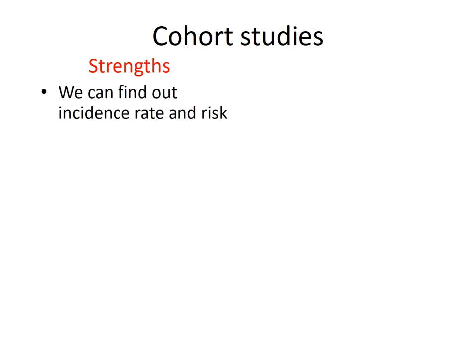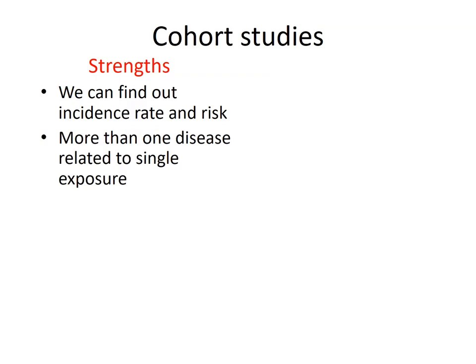As we said, cohort is the best design among observational studies. Why is it a strong design? Because first, we can use it to calculate the incidence rate and relative risk. More than one disease related to a single exposure can be identified.